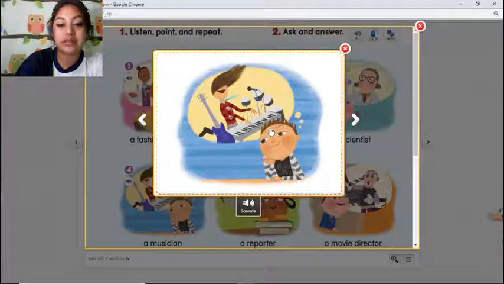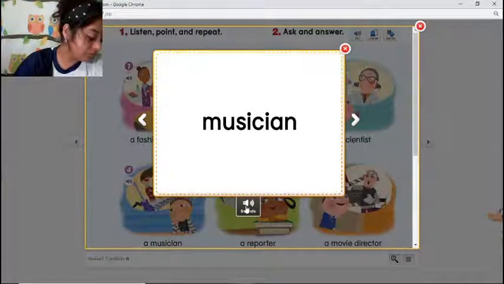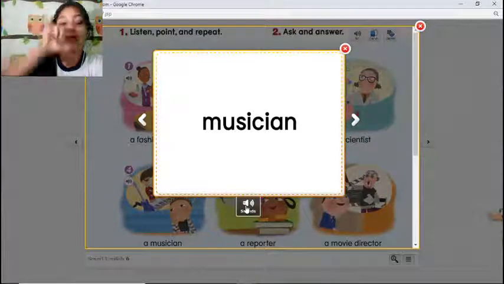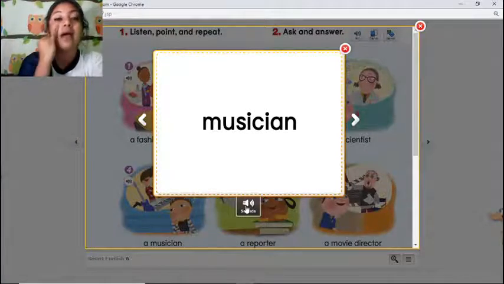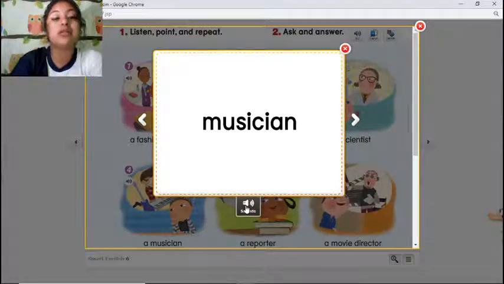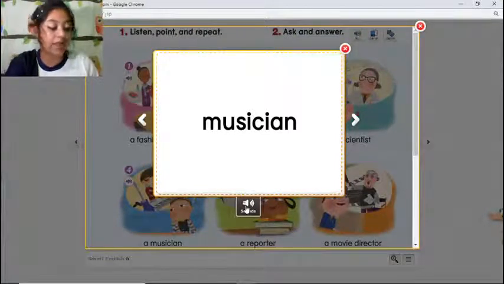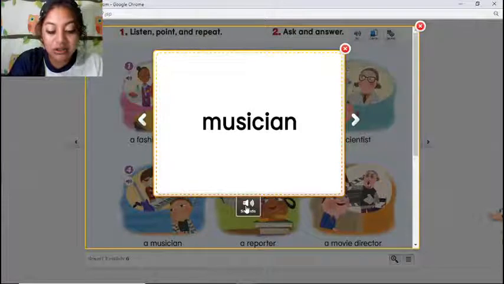How do you pronounce it? Let's go into listen. Musician. Musician, that's correct. How do you spell musician? M-U-S-I-C-I-A-N, right? Musician. He wants to be a musician, that's correct. In the future, that's correct. Okay, congratulations, muy bien. Voy leyendo entonces sus mensajes y sus oraciones. He wants to be a musician.